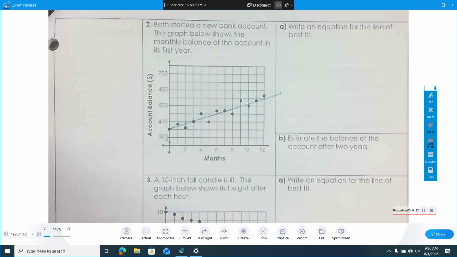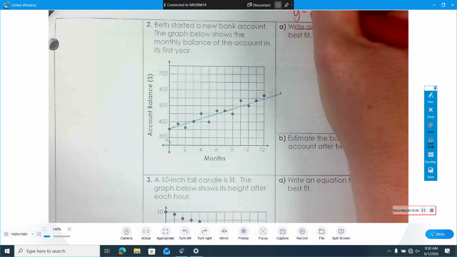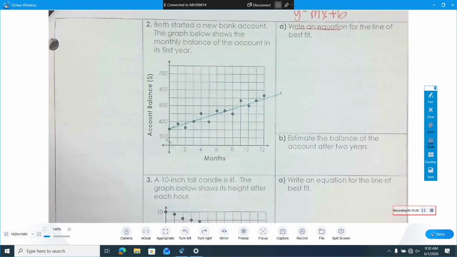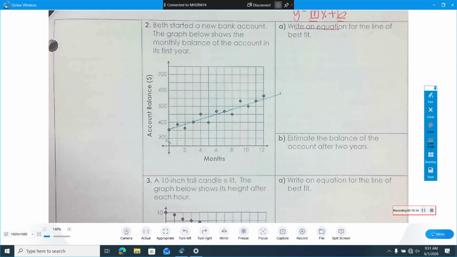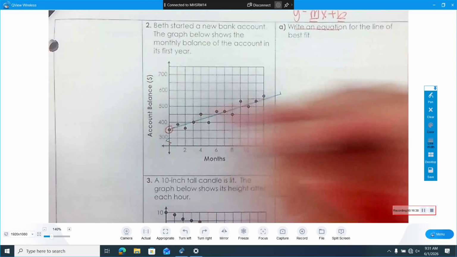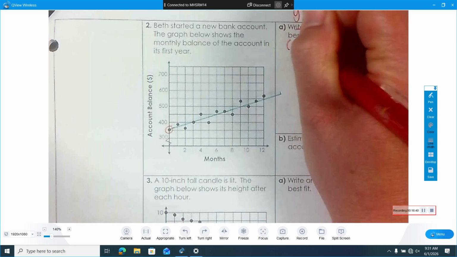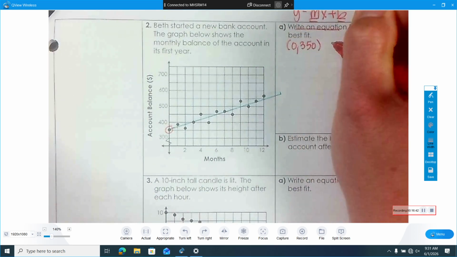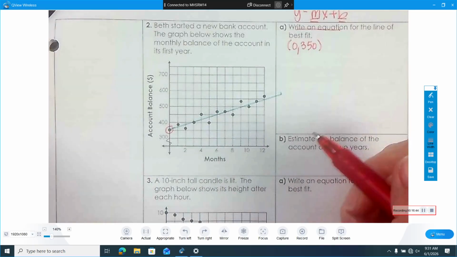So I want to write the equation. Y equals mx plus b. To write the equation, I need my m and I need a b value. And so do we see a point where my line begins? Yeah, 350 right there. So it's a good spot. 0, 350. And then there's another point.